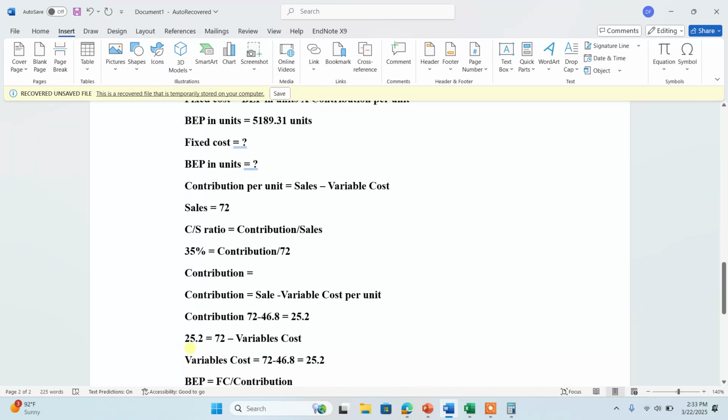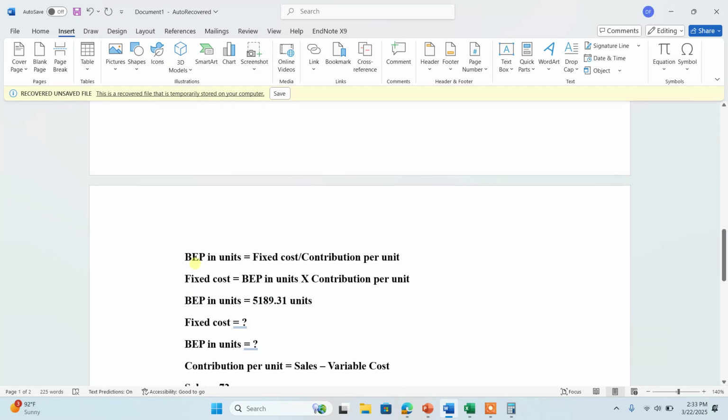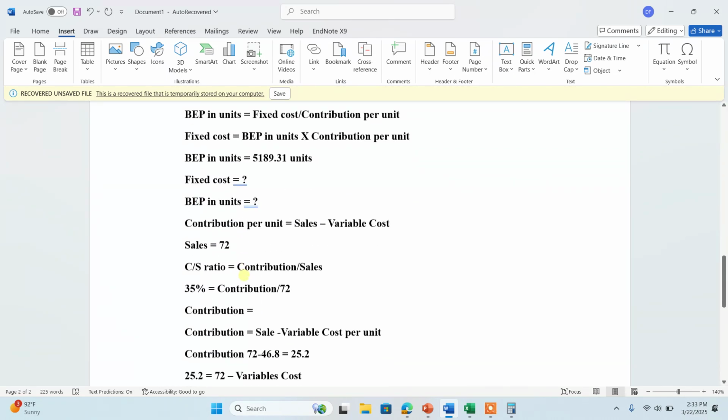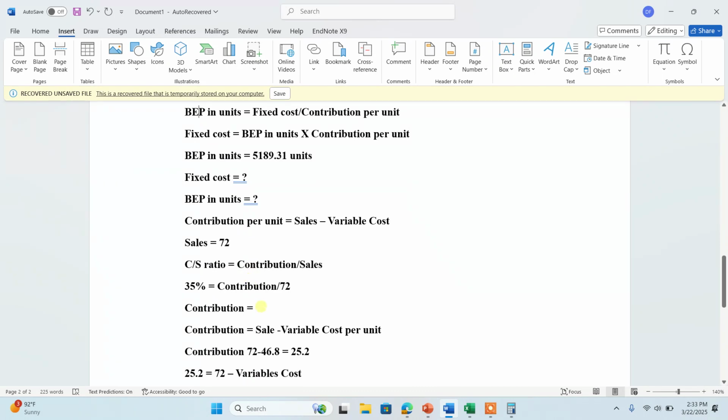You can find it out from here, but this value may not be given. This information may be hidden. So you need to use the other formulas, especially the margin of safety formula and contribution to sale ratio will help you. So you can then find out the fixed cost or the break-even point or any other value indirectly by using the other formulas. Hopefully, this lecture will help you in understanding this chapter.